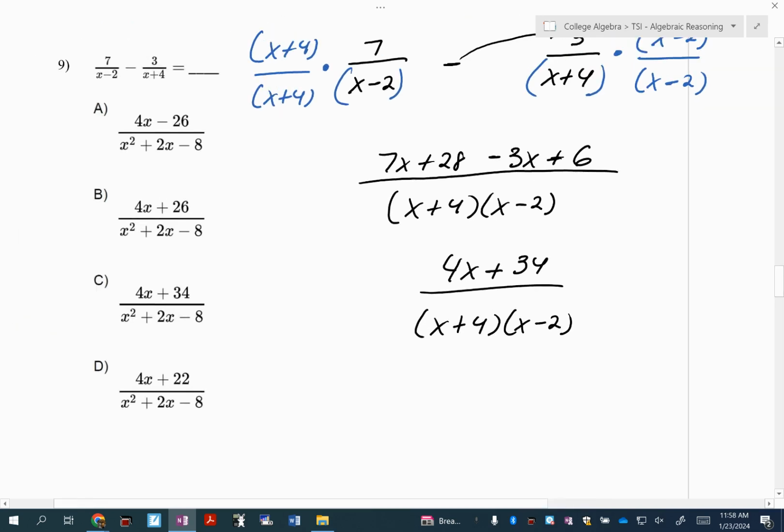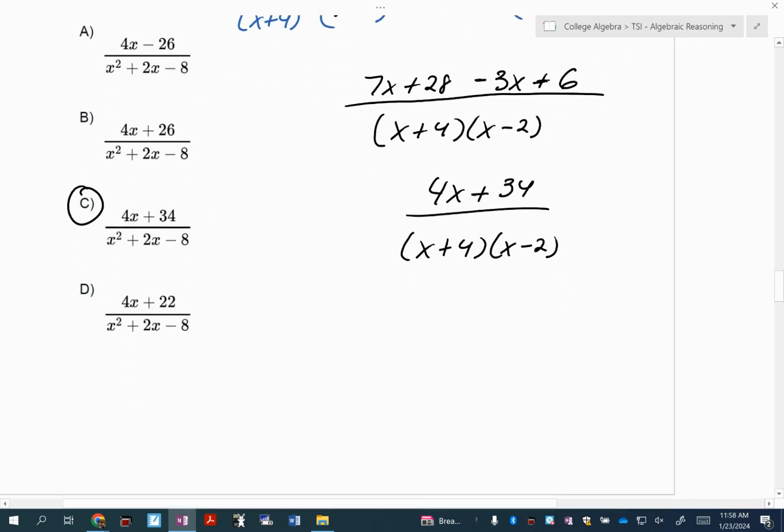And if you look at this, you're looking for the only one that has 4x plus 34 in the numerator, which is going to be C. And if you're wondering how they found that denominator, they distributed the two factors in the denominator to get that. All right, so 9 is C.